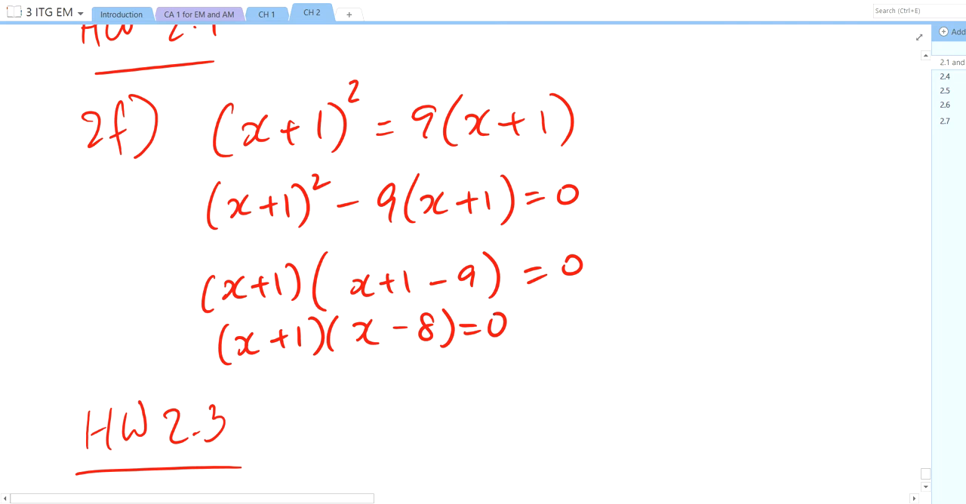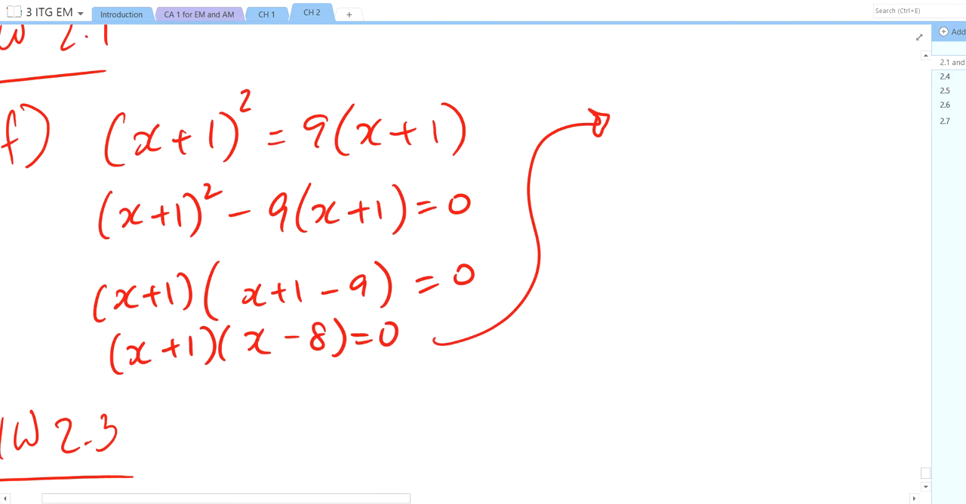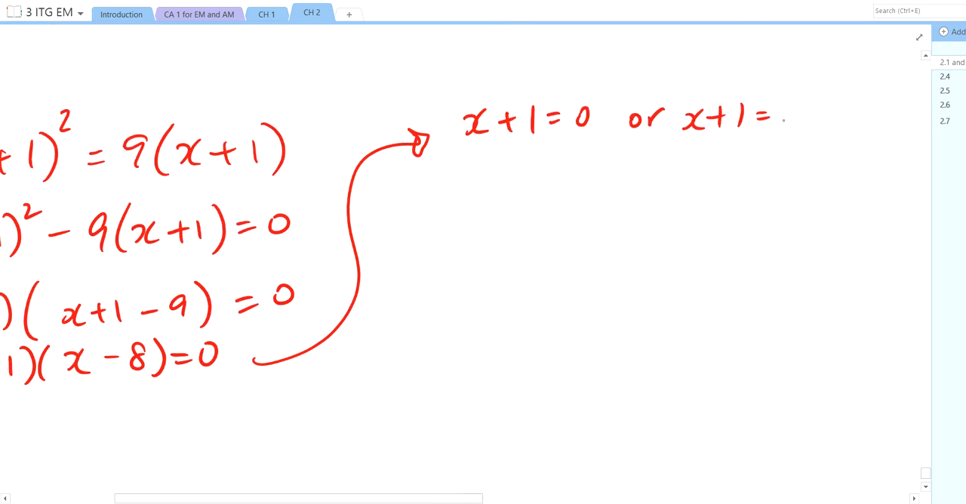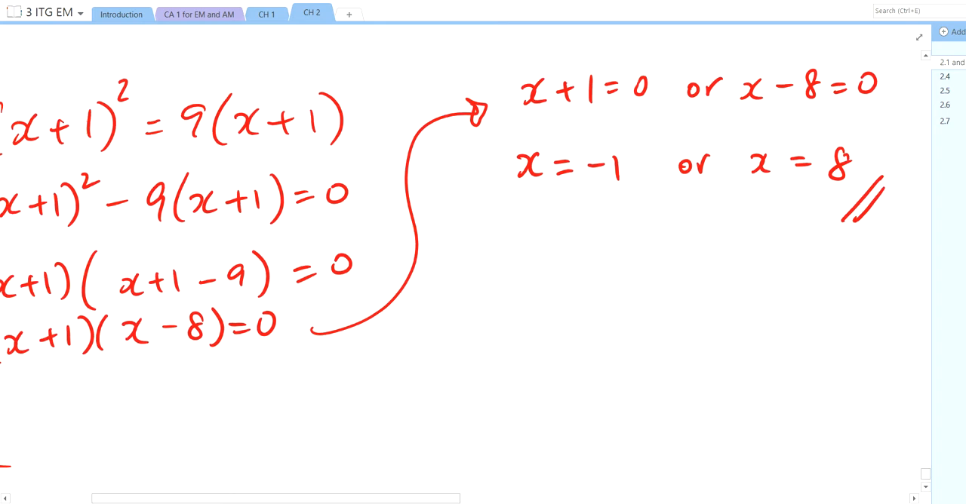For those of you who expanded, didn't you arrive at the same two factors? Right? Okay, so from here, it's easy already. We can conclude that x plus 1 must be equal to 0, or x minus 8 equals 0. So definitely the next step must be x equals negative 1, or x equals 8. Okay, so these are the two answers.